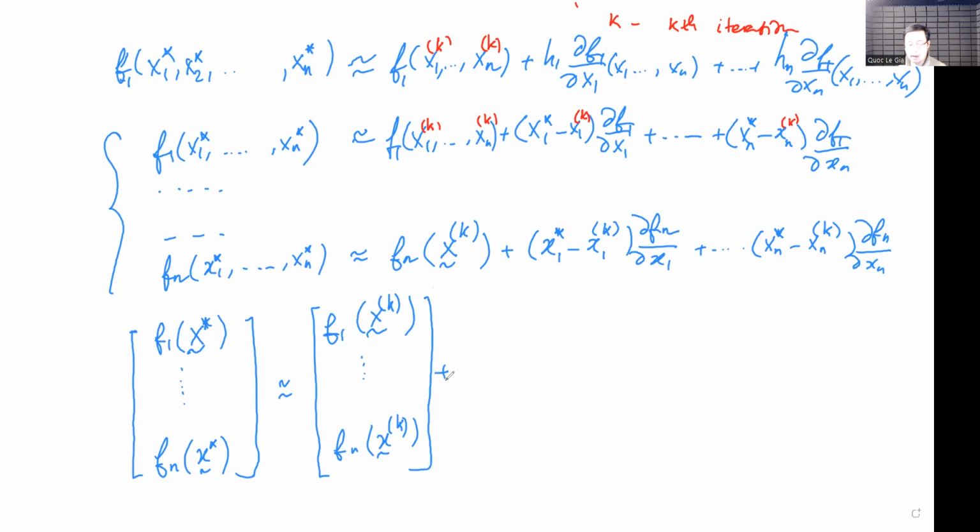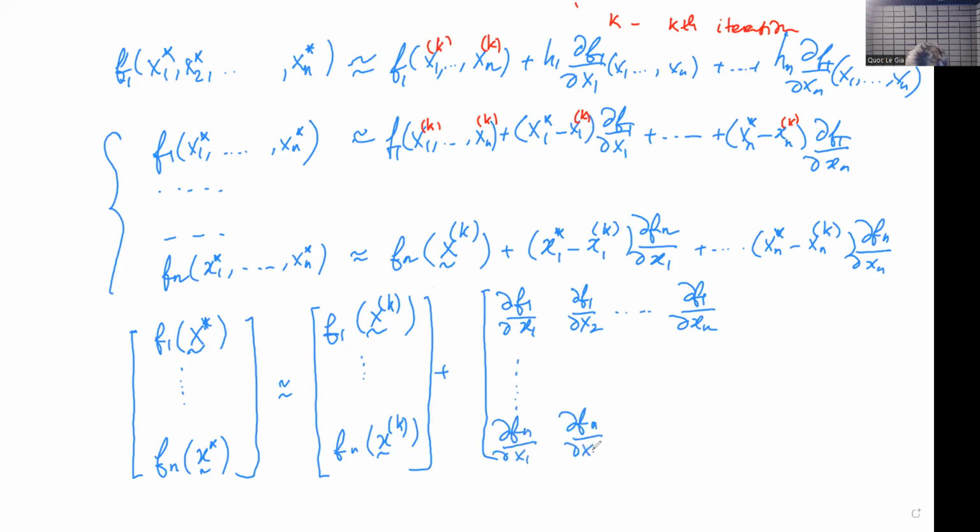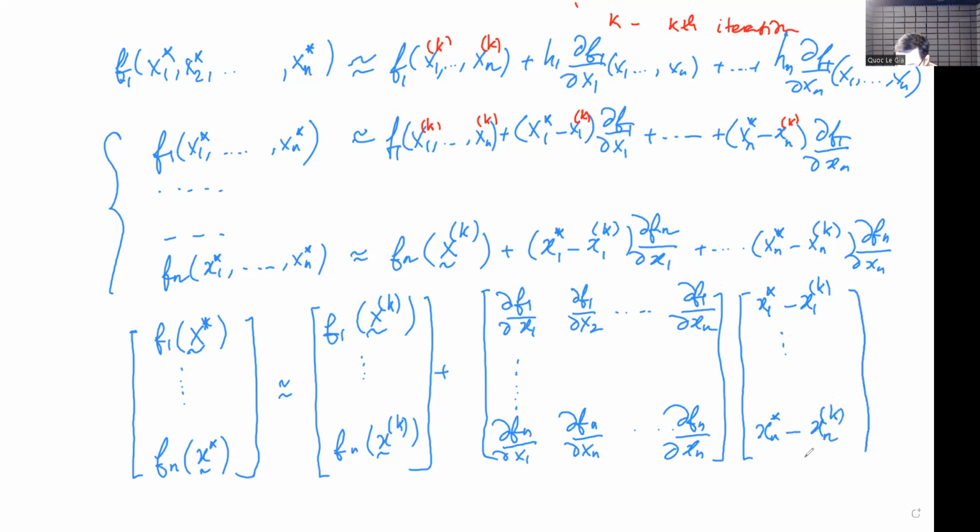Now be careful with this next term. The next term, I want to write down, is a matrix. So now the matrix looks like this. It will be partial f1 with respect to x1, then partial f1 with respect to x2, and so on, up to the last term, partial f1 with respect to xn. Then dot, dot, dot, and the last row will be partial fn with respect to x1, partial fn with respect to x2, and the last one partial fn with respect to xn. And then this vector will be x1 star minus x1 to the k, and x2 star up to xn star minus xn to the k.